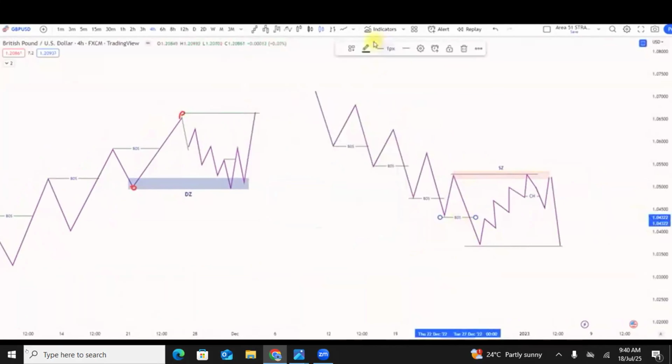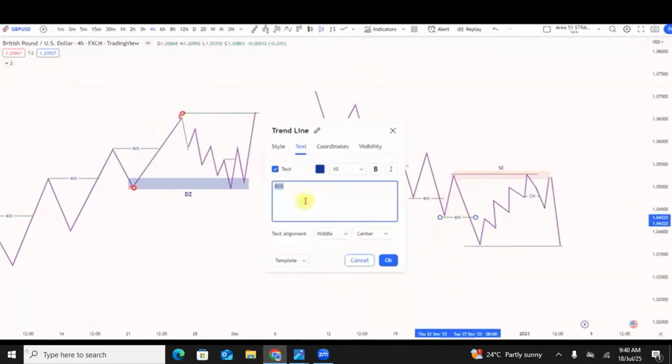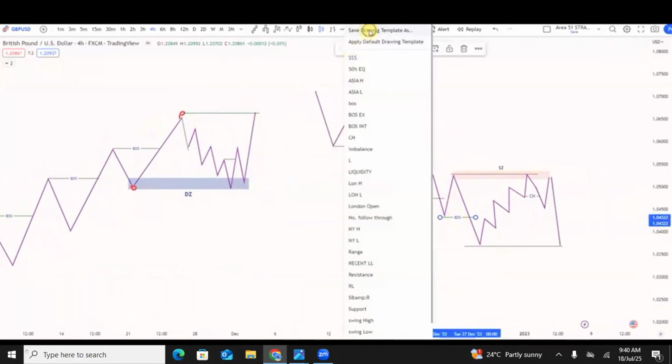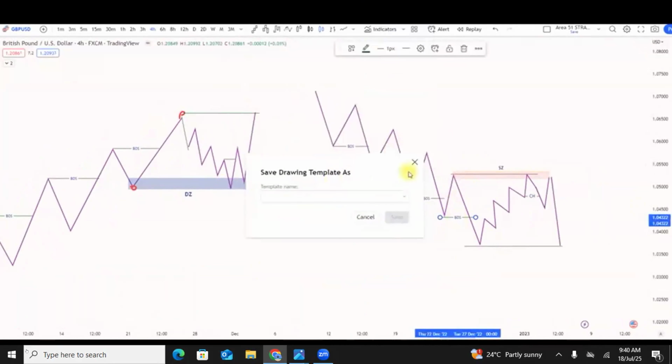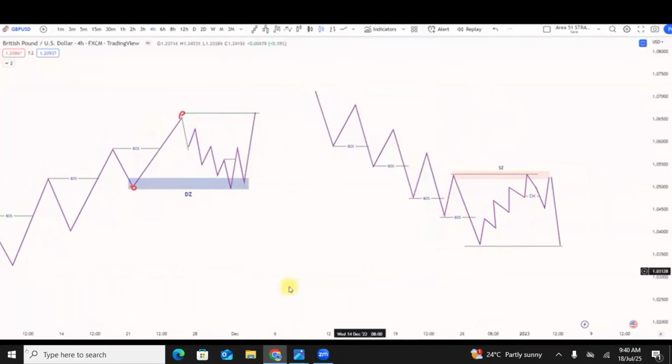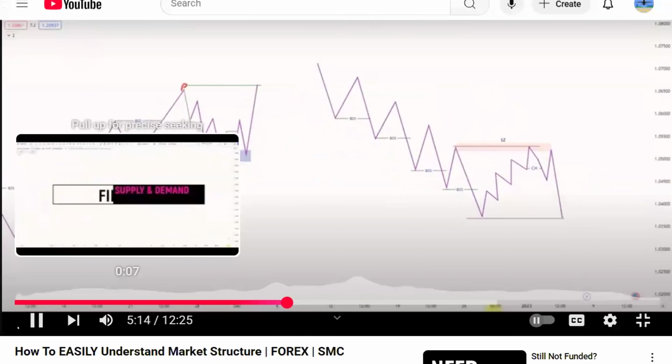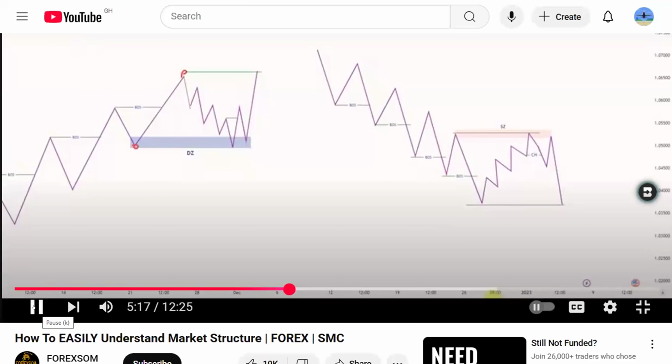Okay. Also, I just want to add this. If you want to save your break of structure on your trading view template, just double click it, write BOS, and then go here, save, BOS, and then save. Okay. So that next time you don't have to rewrite it again.